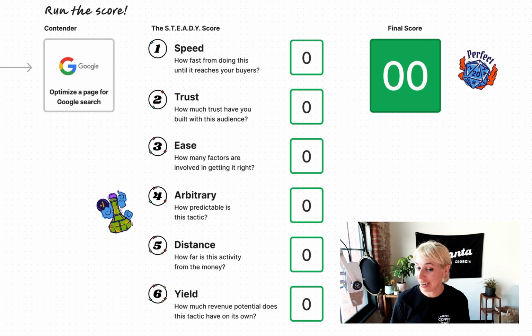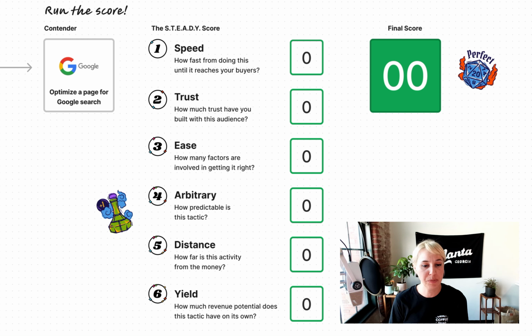Are you leaving it up to an algorithm, for example? Are there a lot of things that are out of your control? Or is it pretty in your control how well this tactic will work? Distance, how far is this activity from the money? Distance is distinct from speed in that distance is really about the levels of hoops people have to go through from this activity to the purchase.